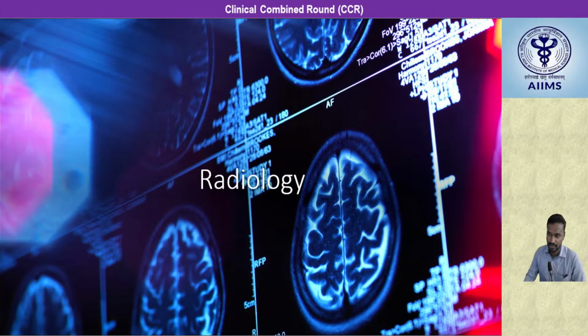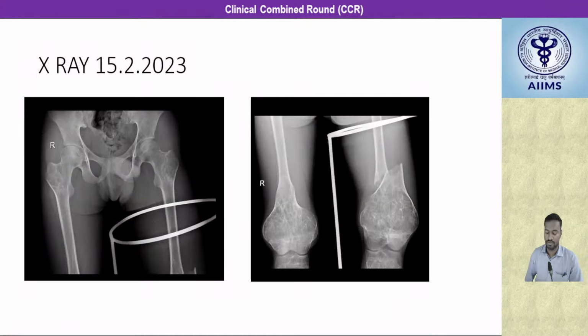Good afternoon, everyone. I will be discussing the radiological part of this case. So this is the first X-ray, which was taken on the day of trauma: the bilateral thigh and bilateral knee.